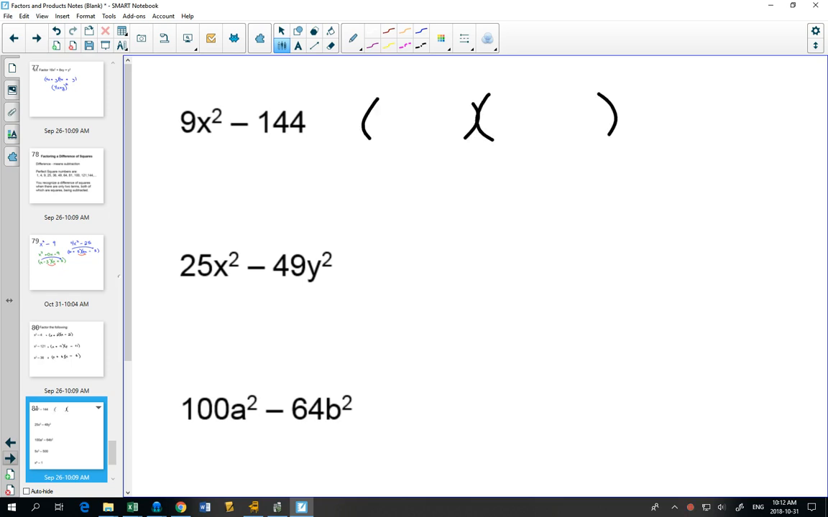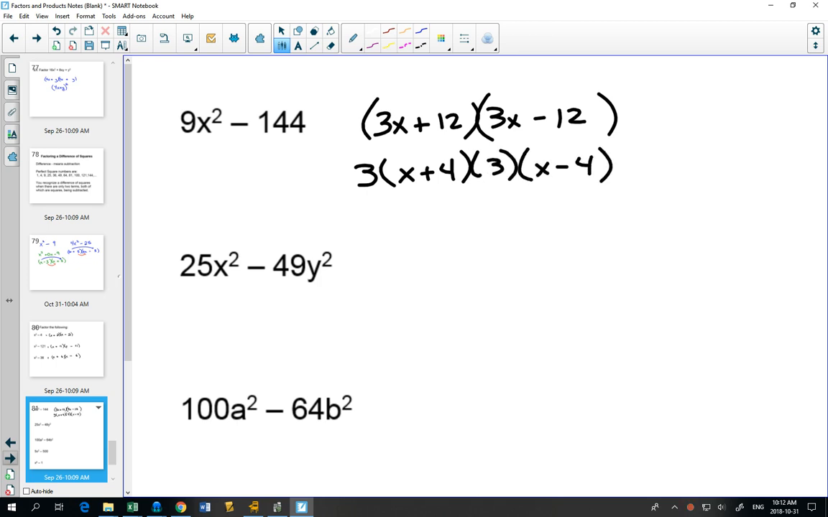Were you able to get 3x plus 12 minus 12? Yes. Good. Did anybody see that this one wasn't done? There's a common factor in here. You could pull out a 3. If I pull out a 3, that gives me x plus 4. And if I pull out a 3 out of the other one, it gives me x minus 4.